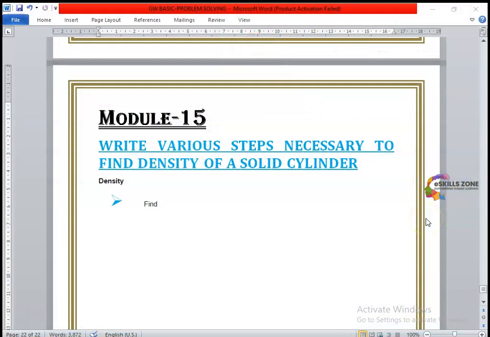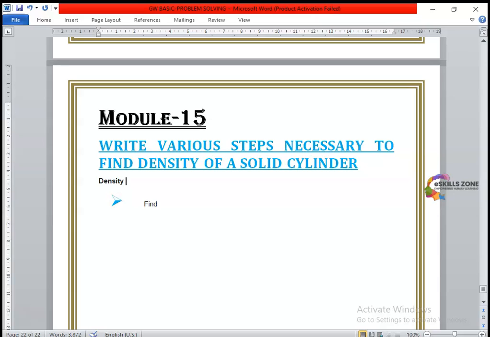Today in this video we will discuss and write the various steps necessary to find the density of a solid cylinder. First of all, it is a training practice for designing an algorithm, then a flowchart, and then writing a program. So we'll discuss how the problem is solved in this video.